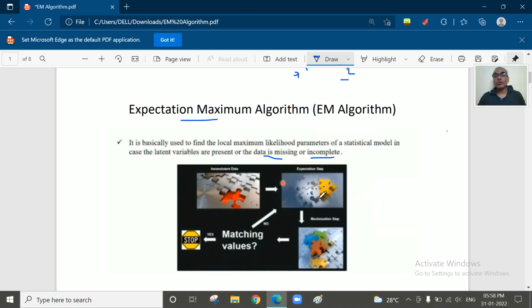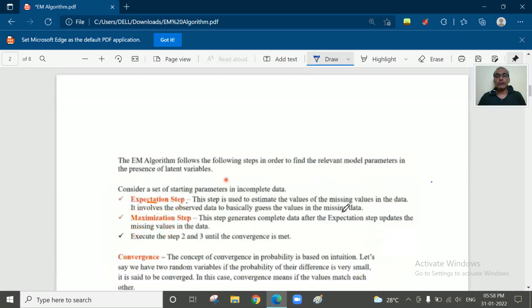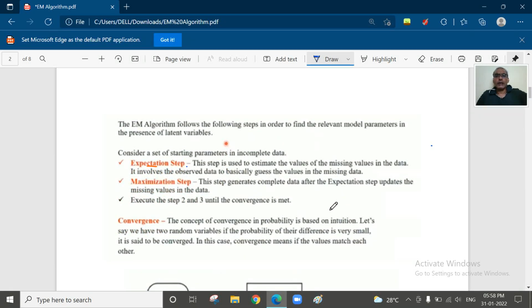So whenever the data is missing, you are going to predict a value for that missing value, and you keep on maximizing its expectation. That is, you want to find the maximum likelihood. For this particular purpose, we are using this algorithm.